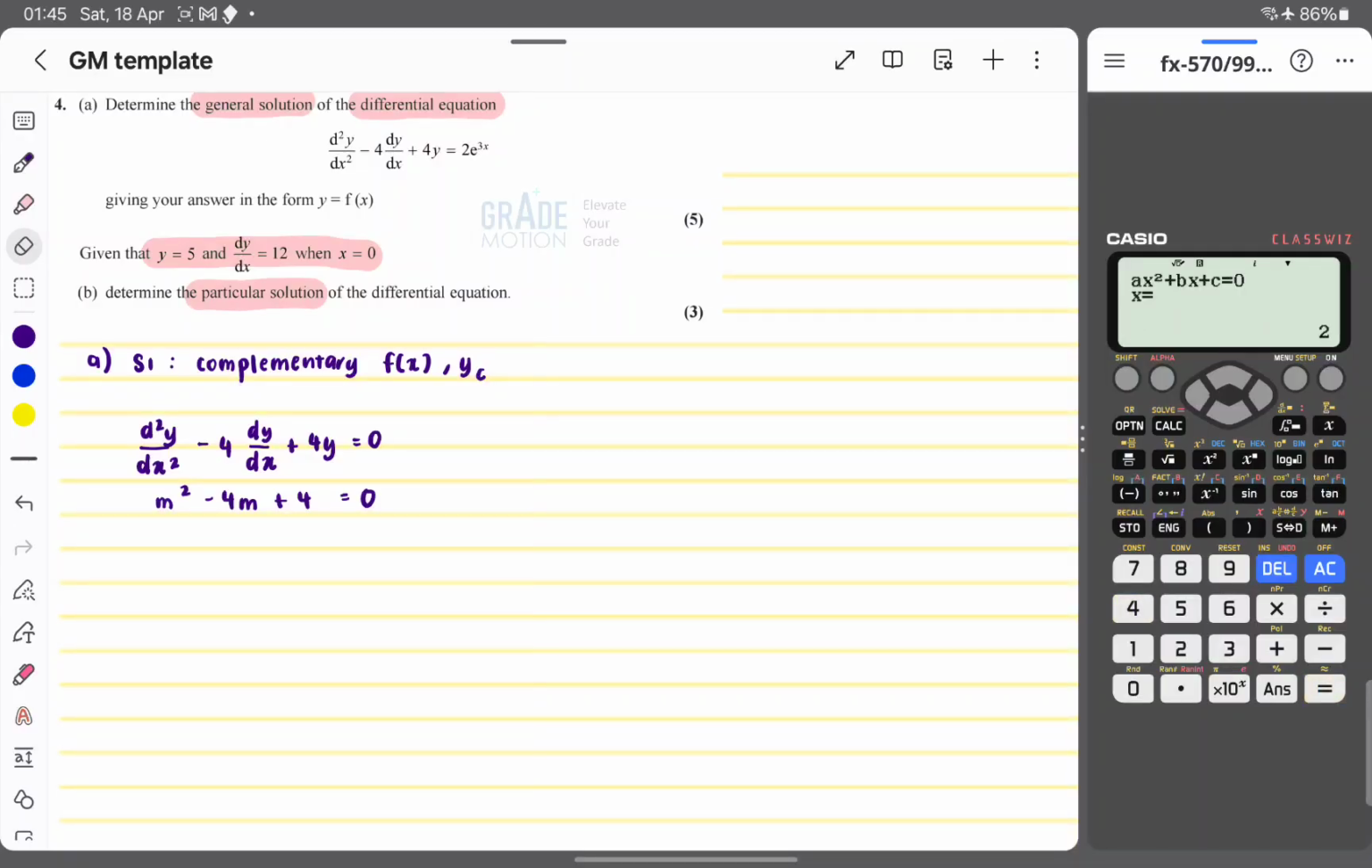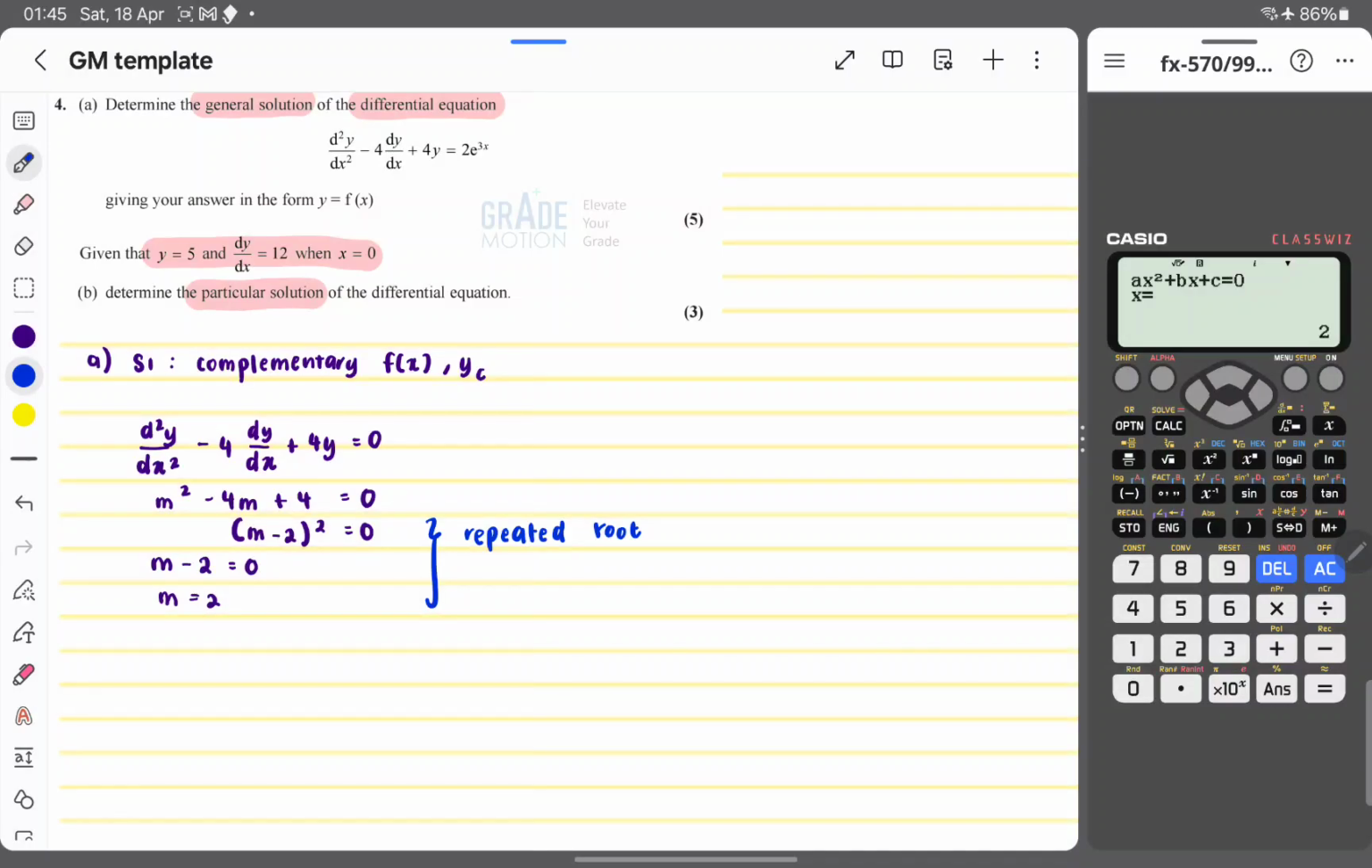Notice that if you look at our calculator here, we have x equal to 2. It's not x1, it's not x2, it's just x. That means we have a repeated root. So m is equal to 2. If we work our way up to show our working, it will be m minus 2 equal to 0, and our factors are (m minus 2)² equal to 0. This is the case of repeated root.